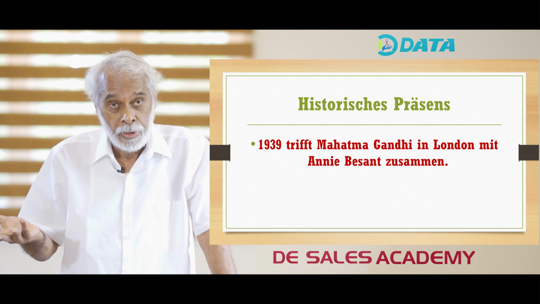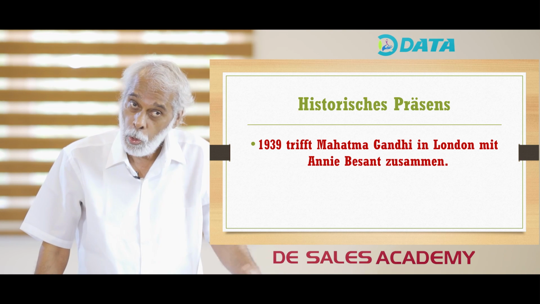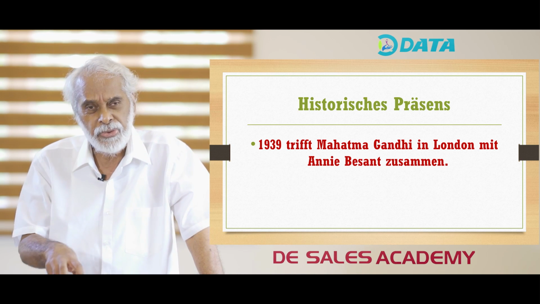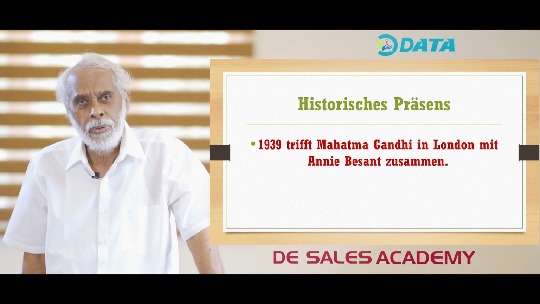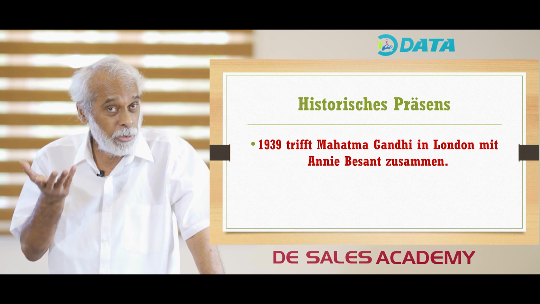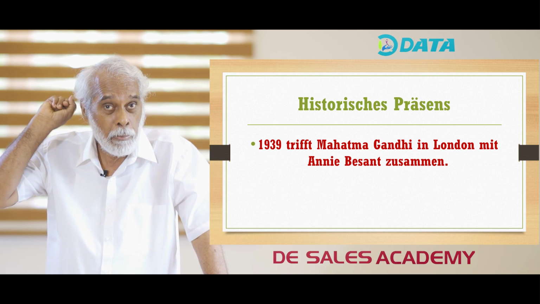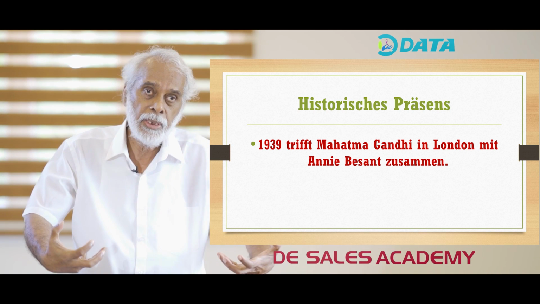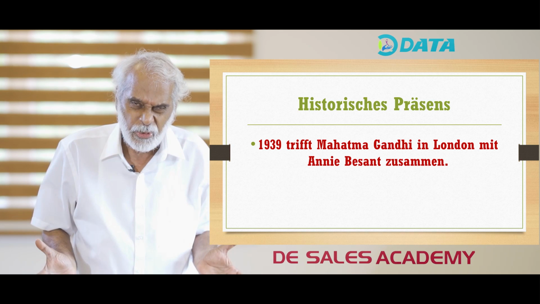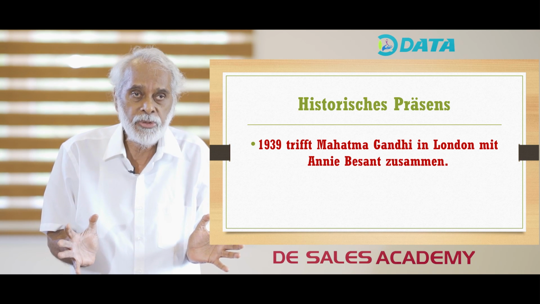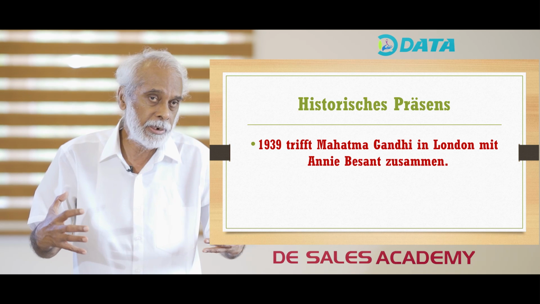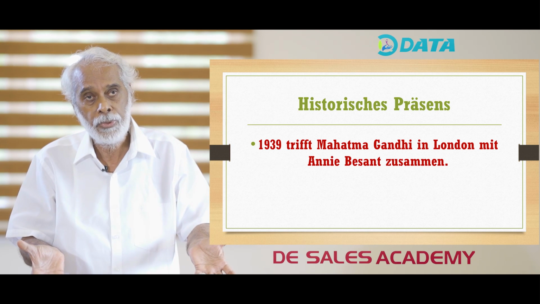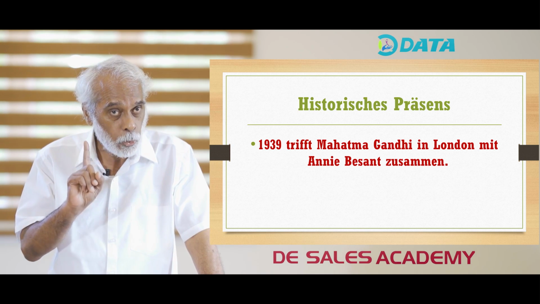But even in today's newspapers or in biographies, you might come across such things. That doesn't mean that these things are happening now. Mahatma Gandhi, actually what is the meaning of the sentence? Gandhi met Annie Besant in 1939. But now that we are expressing it as if it is happening today, so that the complete effect, this is what is known as a Wirkung der Gegenwart. So, die Wirkung der Vergangenheit in die Gegenwart zu bringen. So that is historisches Präsens.